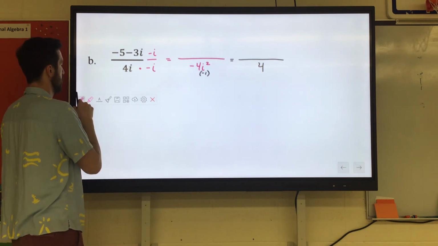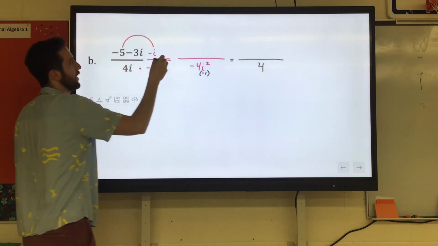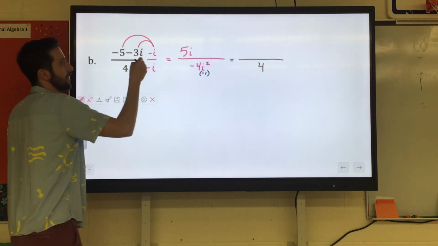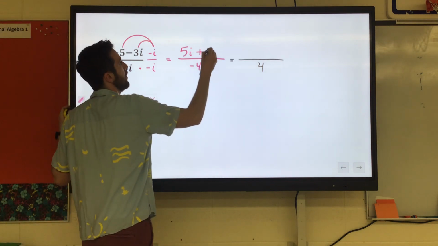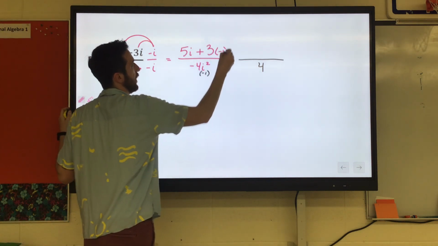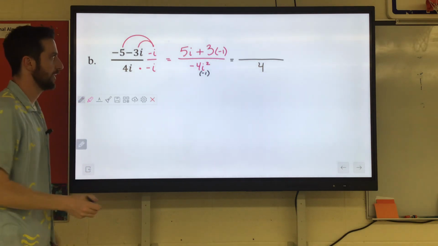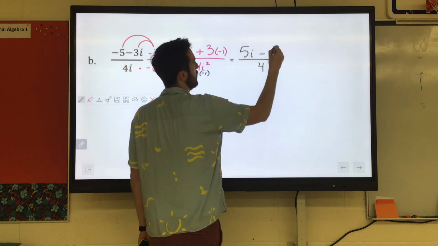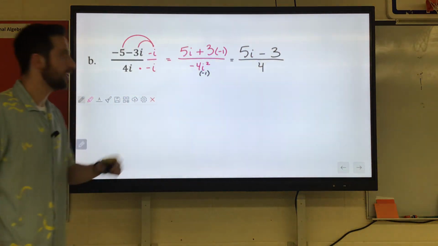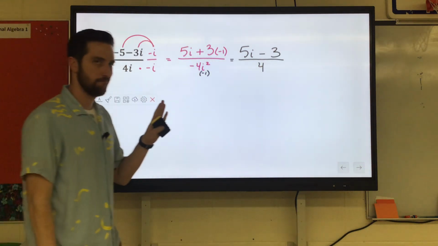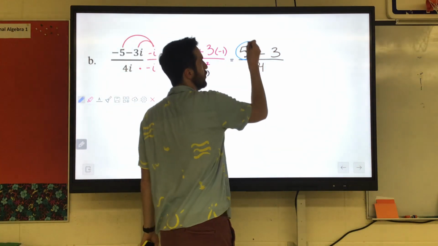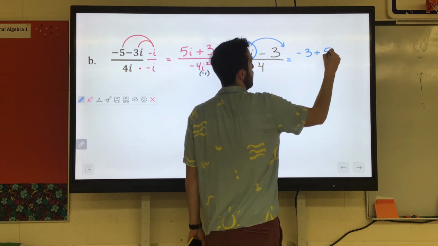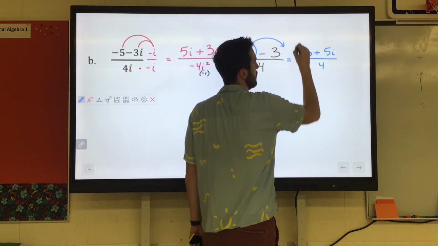So negative 5 times negative i is positive 5i. Negative 3i times negative i is positive 3i squared. And I'm going to make i squared negative 1. So this becomes 5i. 3 times negative 1 is negative 3. And that's a great, great answer. But remember, the imaginary numbers should be at the back. So a better answer would be negative 3 plus 5i over 4.